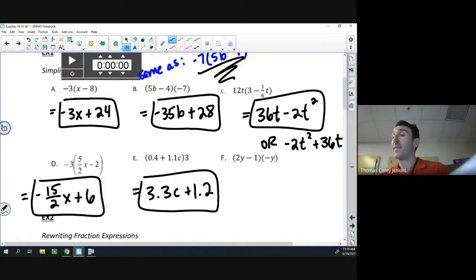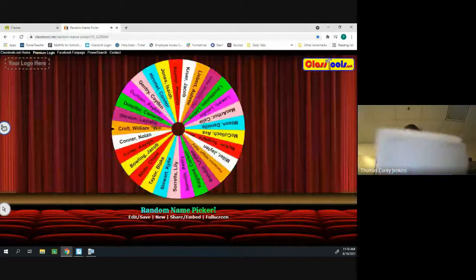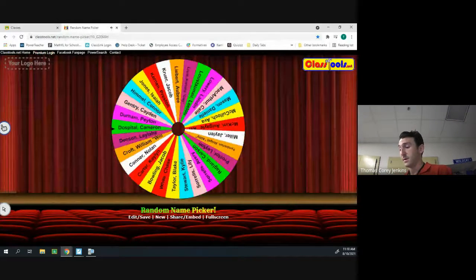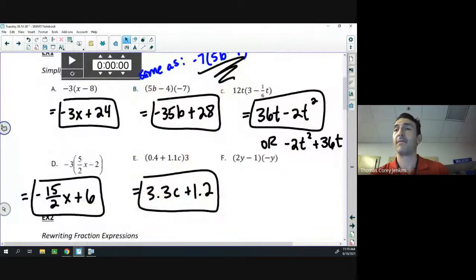All right, and then the last one might be a little bit tricky at parts. You guys are handling everything well so far, though. And I'm looking at my notes, and I'm realizing that I even made a mistake on this one, so I'll have to correct that before I attach the notes for you guys. All right, Cameron, what did you get for that last one, F? Negative 2y squared plus y. Perfect. Very good. Nailed it.